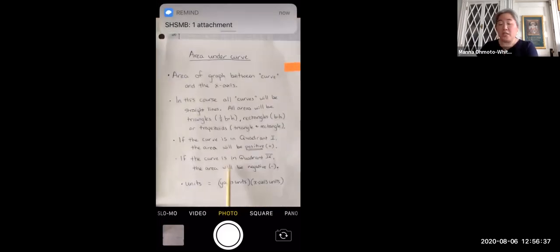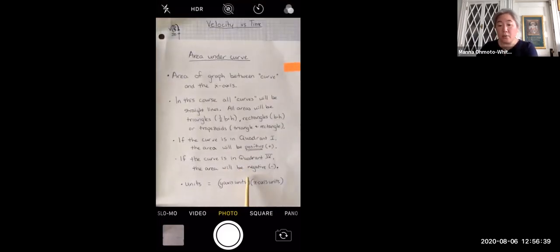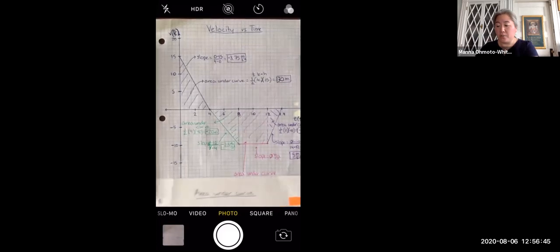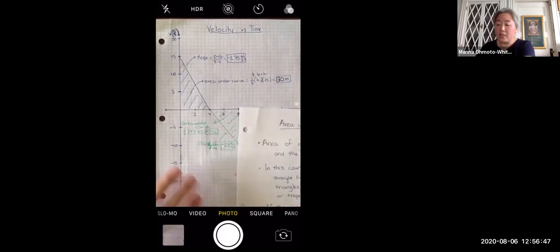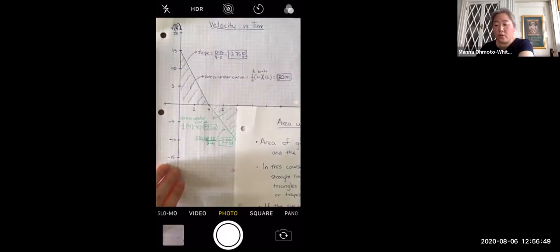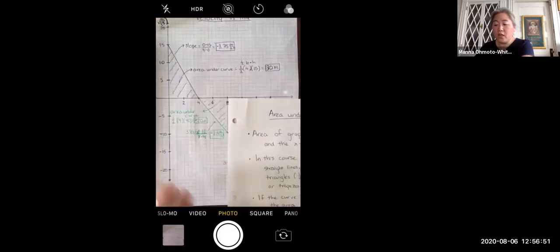If my curve is in the fourth quadrant, then the area will be negative. We're not saying that the actual area is a negative area, it gives you a negative magnitude. So I have 3 areas under the curve in the fourth quadrant here. So we will concentrate on the green part first. I have a triangle here, it's easy to see.